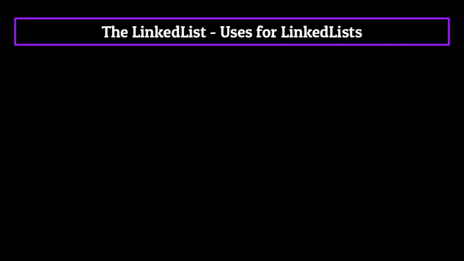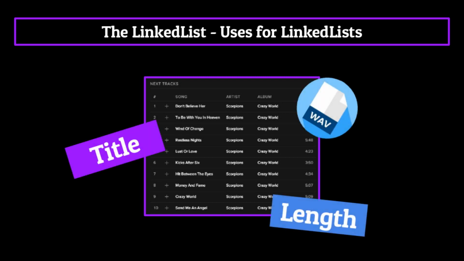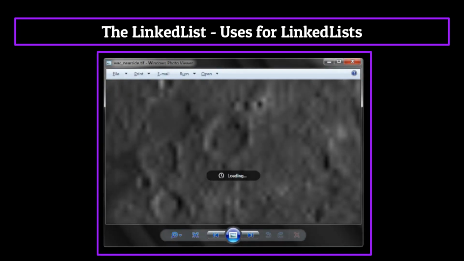Now, that's not to say linked lists can't be useful in other ways. Take a queue on Spotify, for instance, where each song in the queue doesn't contain just an integer or a string, but an entire song with wave data, a title, a length, etc. Then, when the track is done, it automatically points to the next song in the playlist. Another example could be a photo viewing software, where each node is an image and the pointers simply point to the next photo in the list.